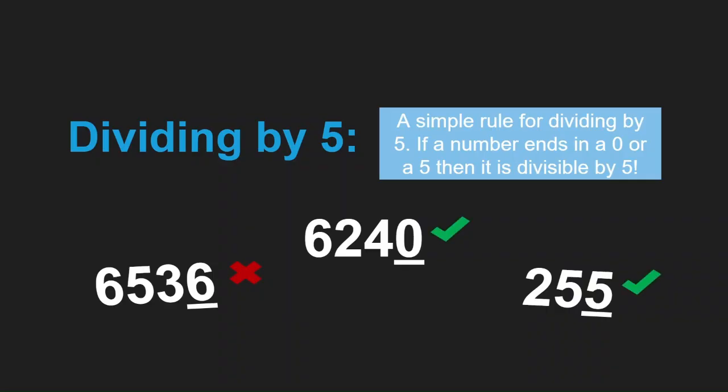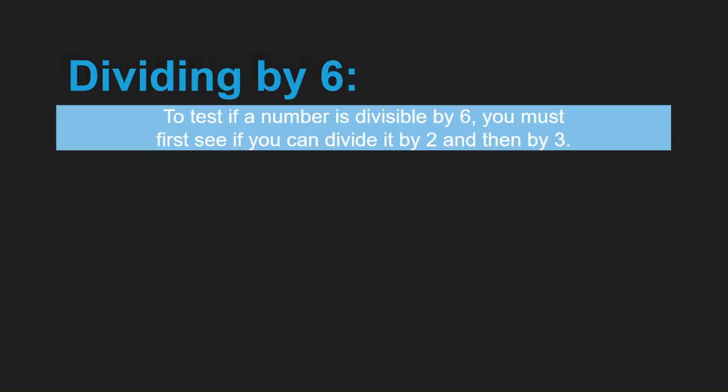There you go. All right, so this one's easy. Just pay attention to the very last digit. Is it a 0? Is it a 5? If yes, then it is divisible by 5. Dividing by 6. This one's kind of interesting. This one has a bit of a process to it. So if you want to test if a number is divisible by 6, you must see if it can be divided by 2 and also be divided by 3. So you need to do basically both tests, the dividing by 2 test and the dividing by 3 test. If it passes both tests, then it is divisible by 6.